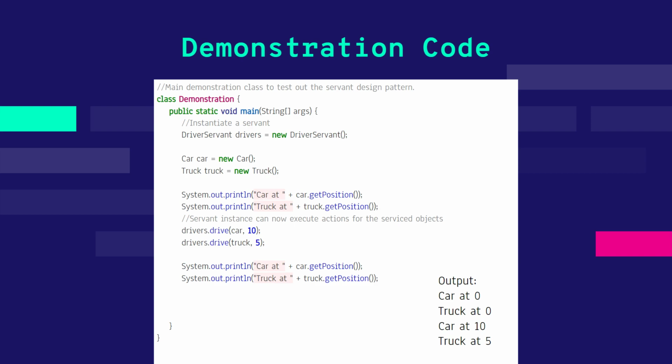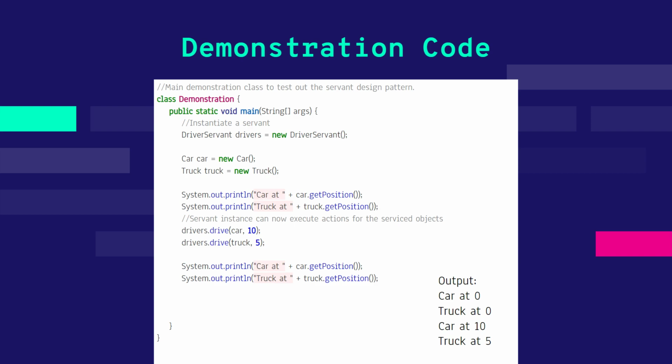But the cool thing here is now we can move them, and instead of needing a drive function for both car and truck, two functions that would basically be the same thing, we can just have them be driven by the servant. You can think of it like this driver servant. It's the servant. It's doing the action for the car and the truck. So as you see here, this drivers.drive for the car and the truck.